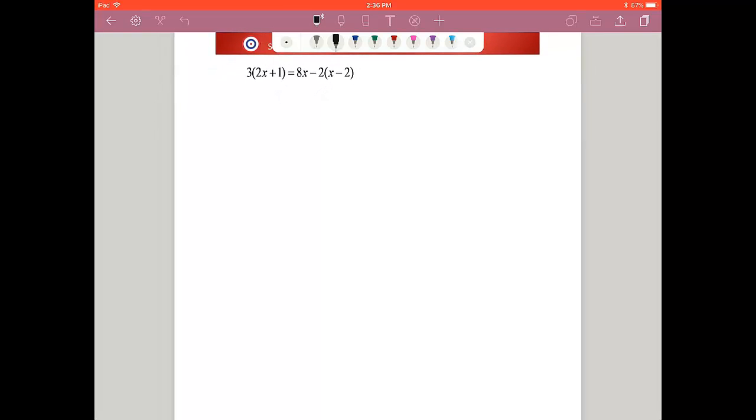Here's an example for you to try. 3 times the quantity 2x plus 1 equals 8x minus 2 times the quantity x minus 2. Go ahead and hit pause and try to see if this equation has a solution that's all real numbers or if it has no solution at all.